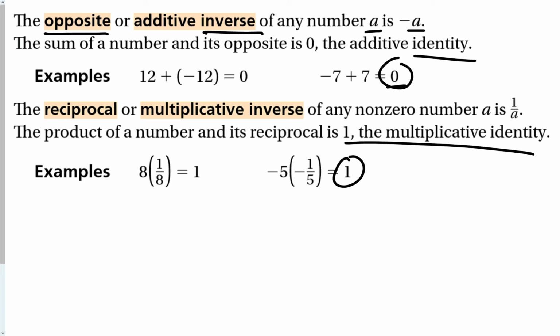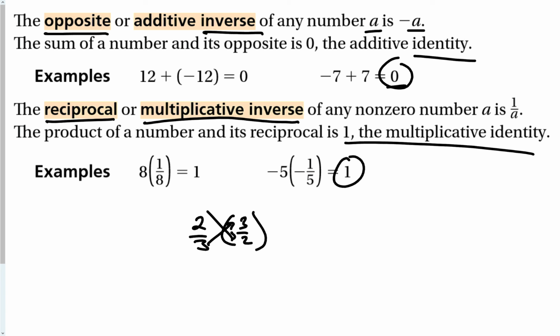Okay? And the way that we get the multiplicative inverse, the thing that I can multiply any number by and get the identity, is the reciprocal. Okay? So the way I get a reciprocal is I just take a fraction and I flip it over. That's called the multiplicative inverse. So the multiplicative inverse of any non-zero number a is 1 over a. So again, for 8, the inverse would be 1 over 8. Negative 5, the inverse would be negative 1 over 5. 2 over 3, the inverse would be 3 over 2, right? We just flip the fraction around. Top becomes bottom, bottom becomes the top.